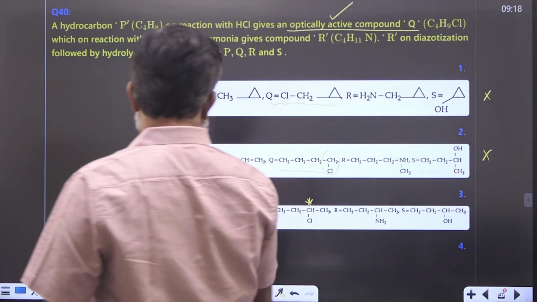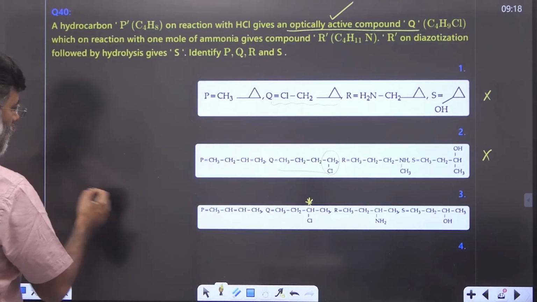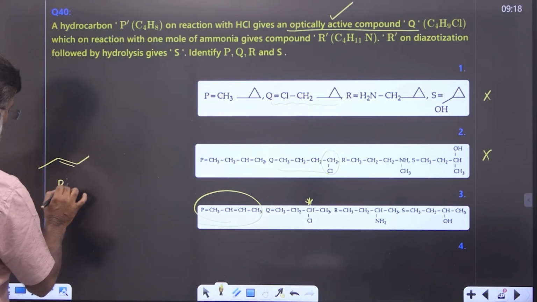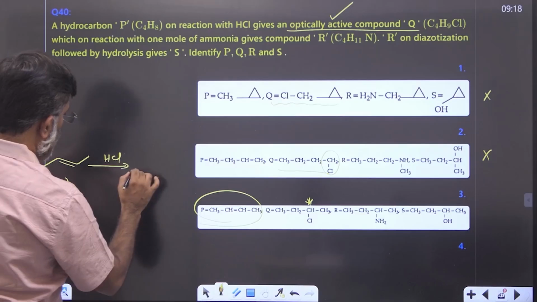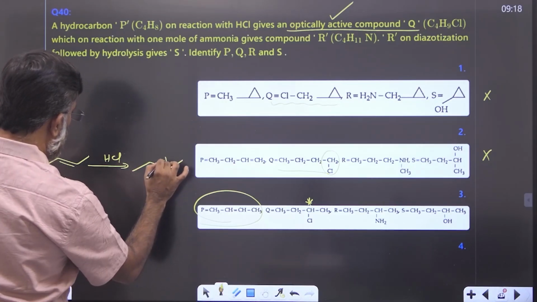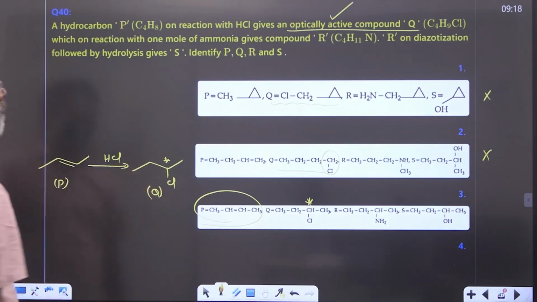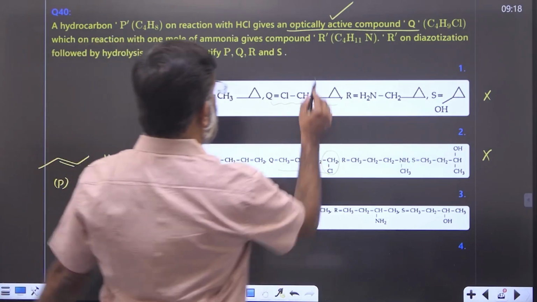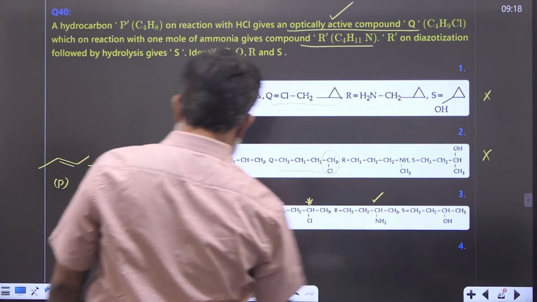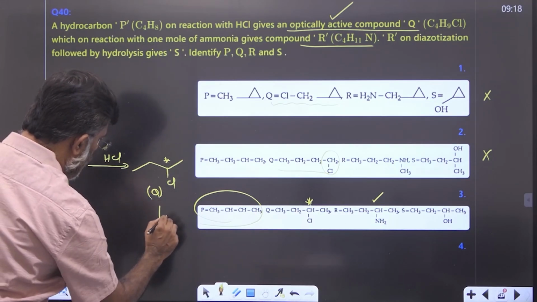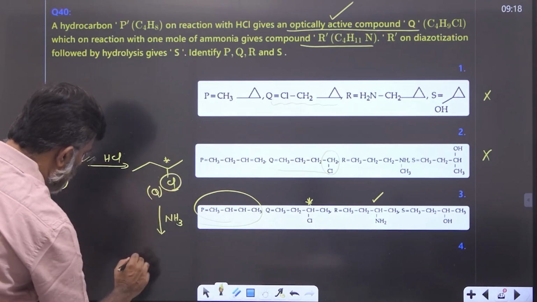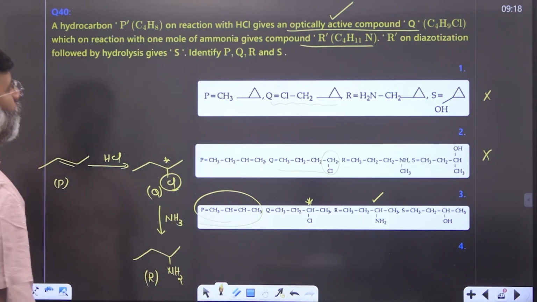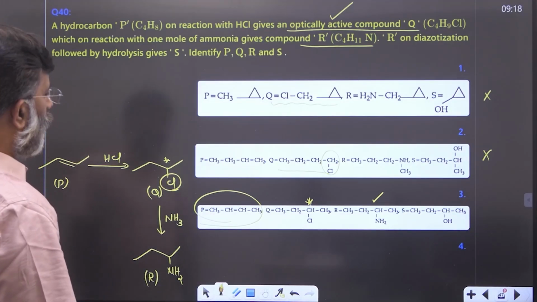Okay. So let us verify. The compound given is 2-butene. 2-butene, that is P, treated with HCl, you will get 2-chlorobutane, which is optically active, and that is Q. On reaction with 1 mole ammonia, it gives compound R. When this is treated with ammonia, chlorine is replaced by the amino group, and you get this. This is R. Perfect.